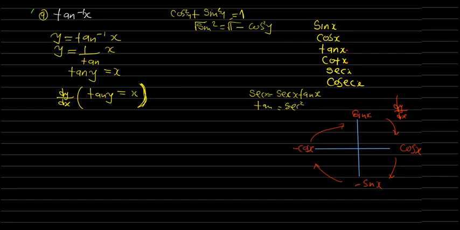Differentiating this will give us sec squared y. Each time we differentiate that, you differentiate the angle, so that will be just 1 dy dx, which is equal to 1, because the dy dx of x is just 1. This means that we can divide throughout, so dy dx is equal to 1 over sec squared y, like that.